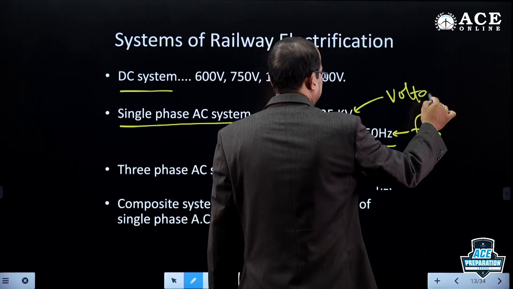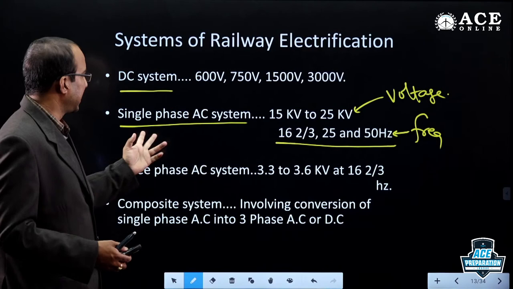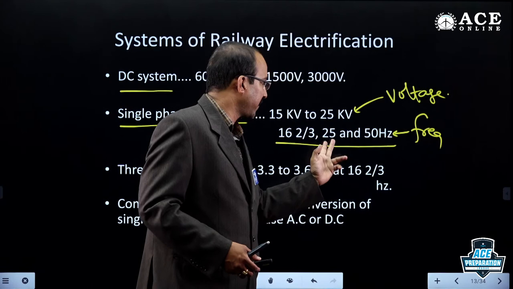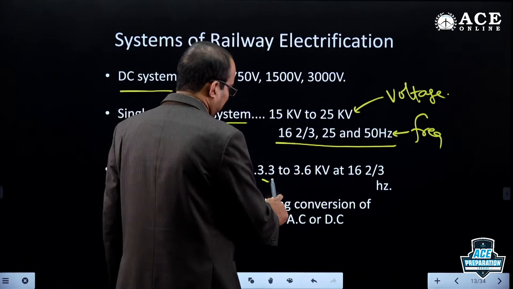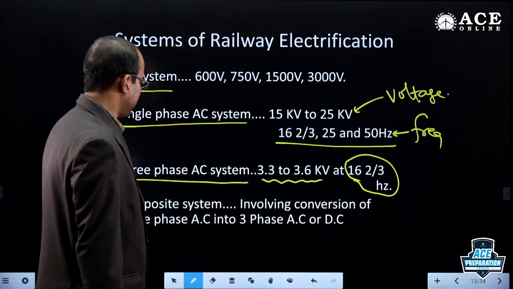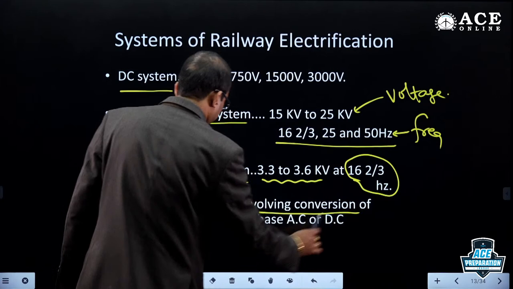Generally these voltage ranges are important, sir, from an objective point of view; they may ask questions. DC system, what are the voltages? 600, 750, 1500 and 3000 volts. Single phase AC, 15 kV to 25 kV, with 16 2/3 hertz, 25 hertz and 50 hertz frequency range. Coming to the 3 phase AC system, the operating voltage range is 3.3 to 3.6 kV at 16 2/3 hertz. There is also a composite system, involving conversion of single phase AC into 3 phase AC or DC.